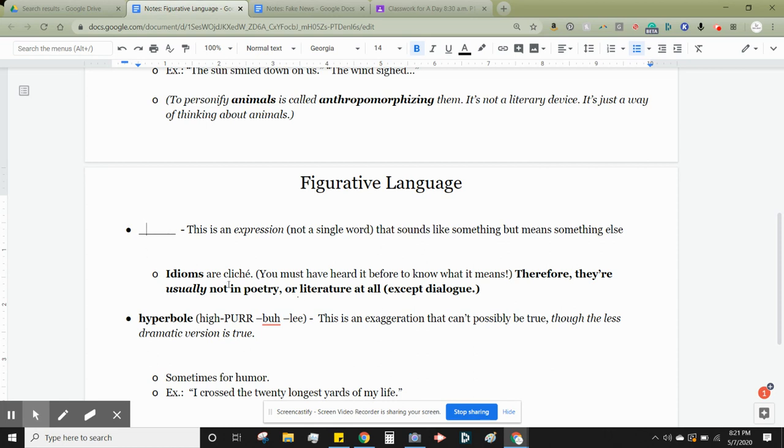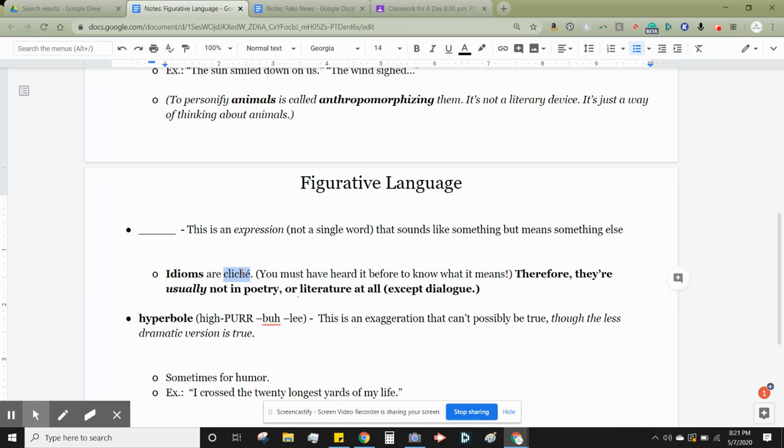Now, little subnote here. Although I want you to know what idioms are, you almost never see them in literature, except for sometimes when characters are talking to each other. And that's because idioms are cliche. Cliche means they've been used so much before that the reader recognizes them when the reader reads them. They're familiar.